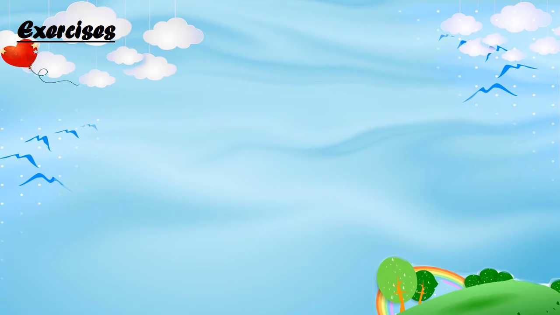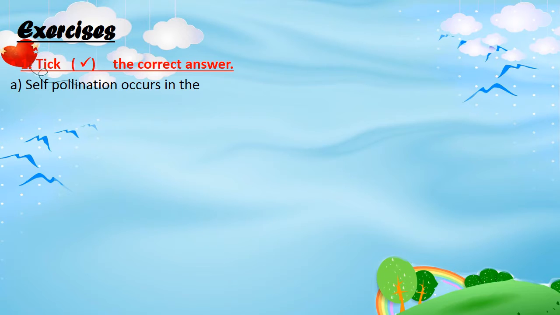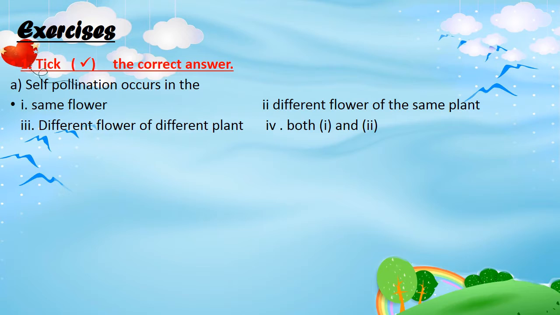So our first exercise is tick the correct answer. A is self-pollination occurs in, so we are having four options: same flower, different flower of the same plant, different flower of different plant, or both 1 and 2. So students, self-pollination occurs in both the cases, whether it is of same flower or different flower of the same plant. So our answer will be number 4, both 1 and 2.